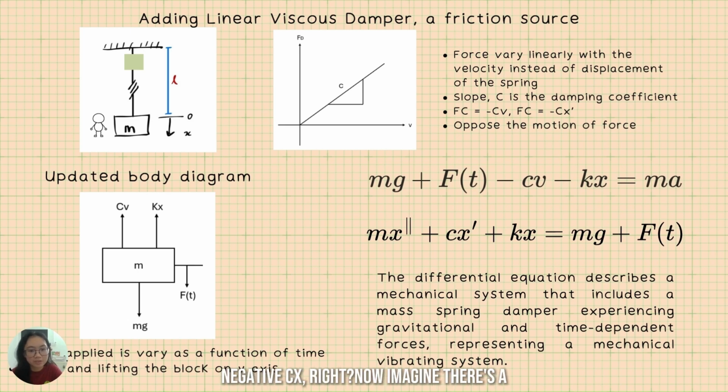Now imagine there is a person pulling the mass in the y-axis direction. The additional force applied varies as a function of time, as shown in the updated free body diagram. Lastly, the equation includes the friction force and the additional force applied, and we can get this equation after we rearrange everything again. The differential equation describes a mechanical system that includes a mass spring damper experiencing gravitational and time-dependent forces, representing a mechanical vibration system.